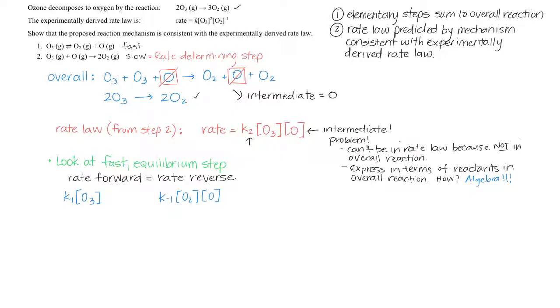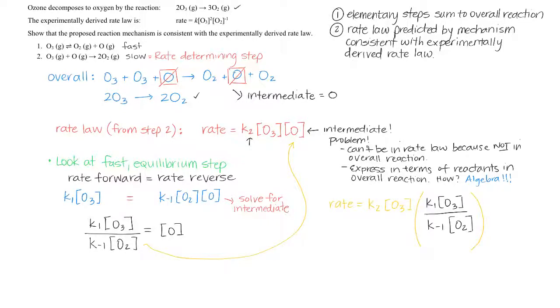Since the rate of the forward is equal to the rate of the reverse, I can set these two expressions equal to one another and solve for the concentration of O, which is the intermediate. Now I can substitute the concentration of O into the rate law predicted by the slow step. I have now expressed the concentration of the intermediate in terms of reactant concentrations in the overall reaction.